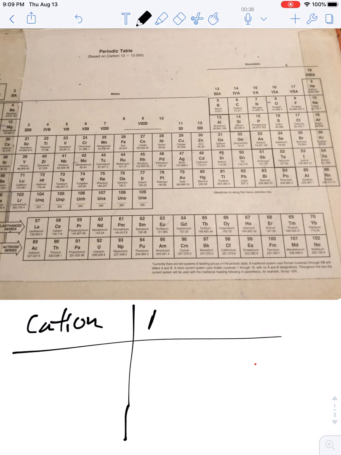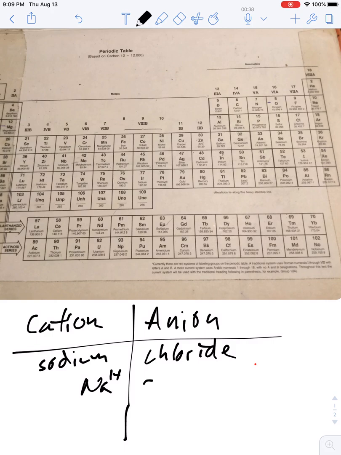Okay, so all things come in two parts. You've got the cation part, and then you've got the anion part. If we had something like sodium chloride, sodium chloride is Na 1 plus, Cl 1 minus. Okay, good, we got that. So the ending changes to ide.